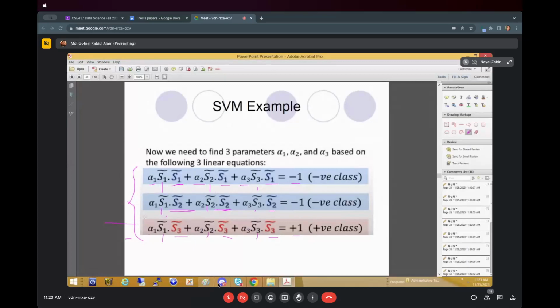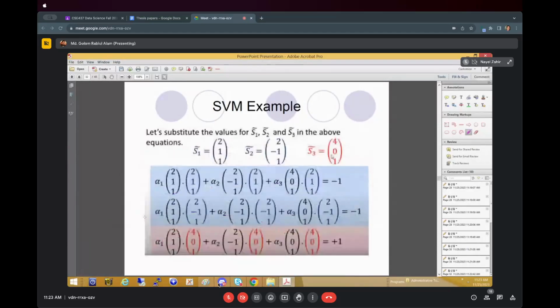method discussion. Okay. Now what we have to do, we have to put the values of S1 tilde, S2 tilde and S3 tilde, that means all the augmented support vector values. We know that S1 tilde is 2 1 1, S2 tilde is 2 negative 1 and 1, S3 tilde is 4 0 and 1. Then we can see the equation we will get: alpha 1 times S1 and S1, then S1 and S2, and S1 and S3. Okay.